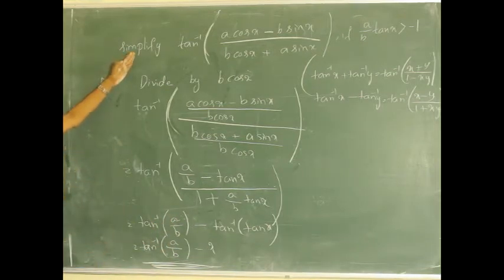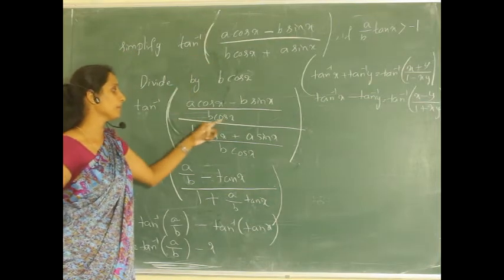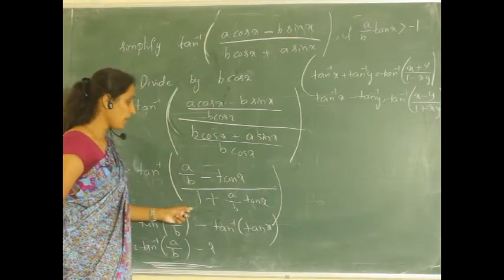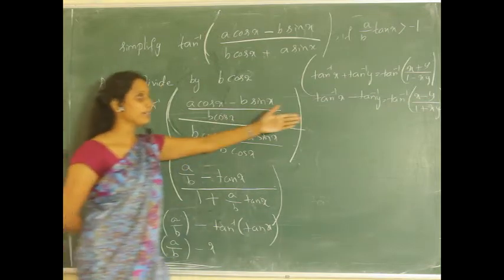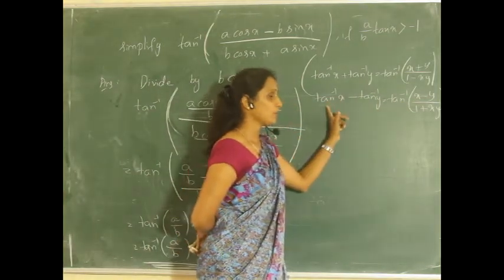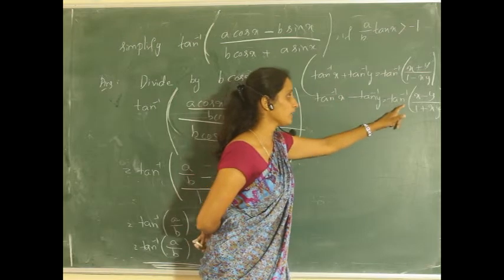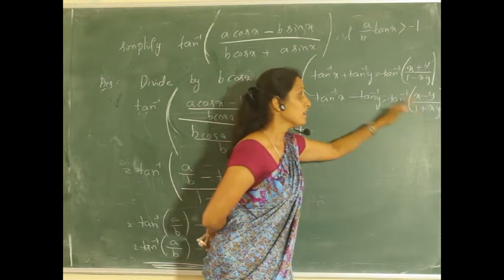What we have to do here is divide numerator and denominator by b cos x. So we are getting this formula. Now this is in the form of the right hand side of this formula. Tan inverse x minus tan inverse y is equal to tan inverse of x minus y by 1 plus xy. So that is in this form.